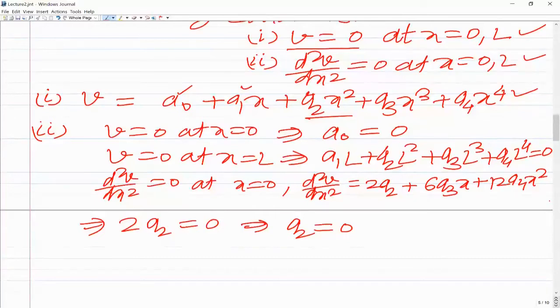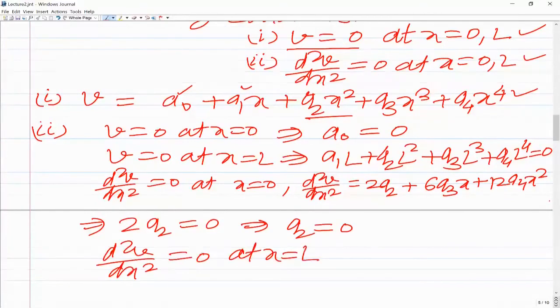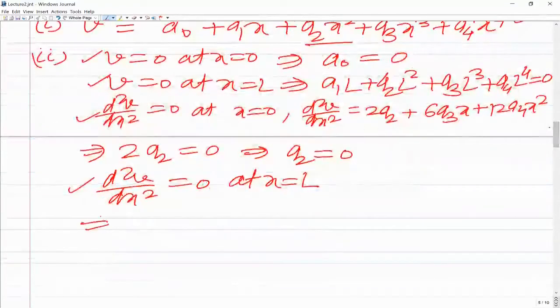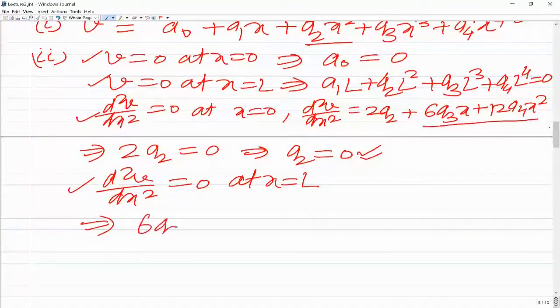And then the other condition is that d2v by dx square is equal to 0 at x equal to l. These are the four boundary conditions, 1, 2, 3, and there's the fourth one. Now we put x equal to l in the expression for d2v by dx square. We already said a2 equal to 0, so we will have only these two terms: 6a3l plus 12a4l square equal to 0.